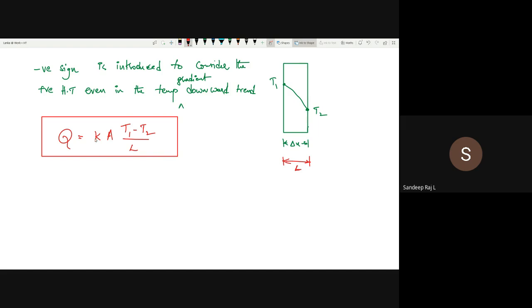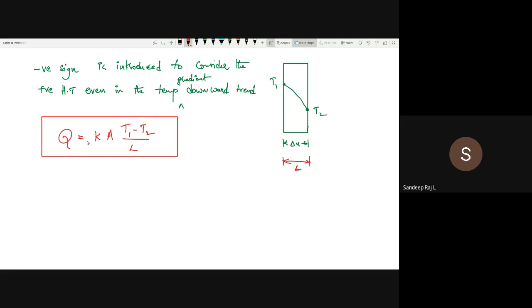See, if you observe carefully, I did not put a negative sign here. Why did I not put a negative sign? Because T1 minus T2 is a positive value. So ultimately this Q will be positive. If it is dropping in this case, I will take the positive temperature difference. You need not put a negative sign here. If it is a negative temperature difference only, you have to put a negative sign here. That is the use of the negative sign there, right?